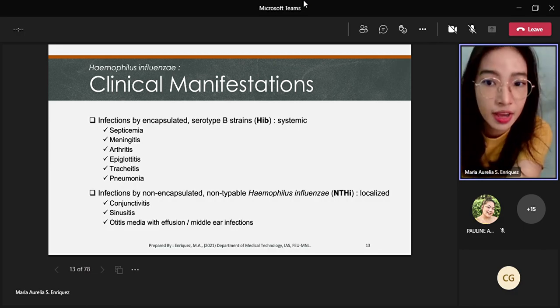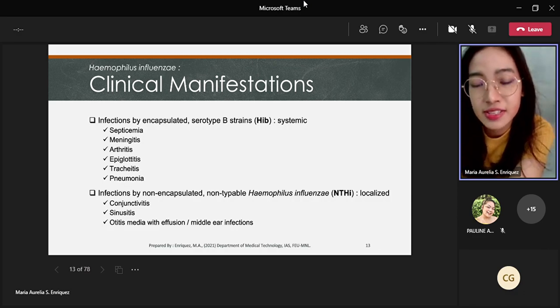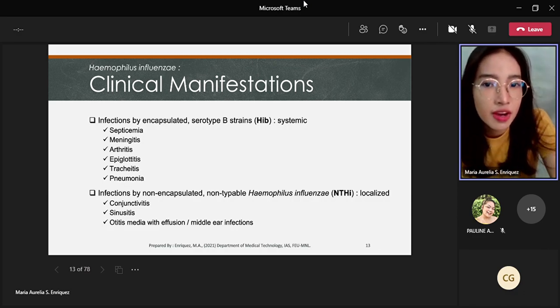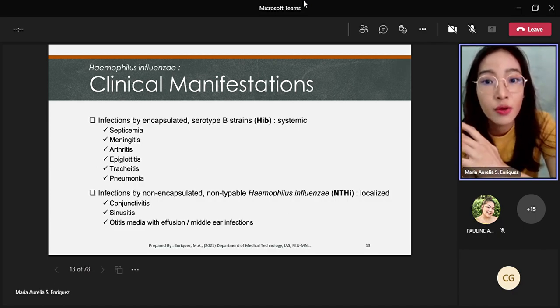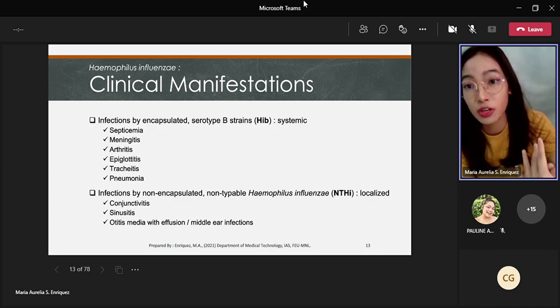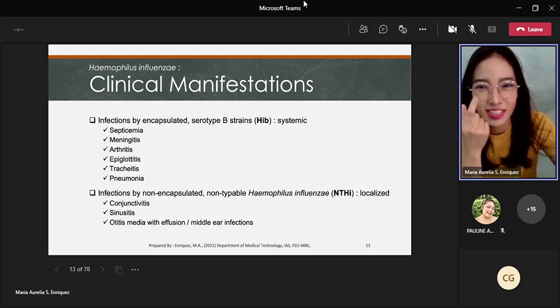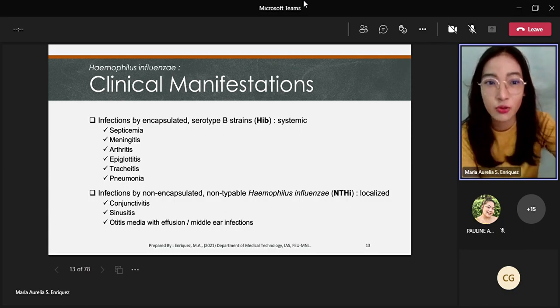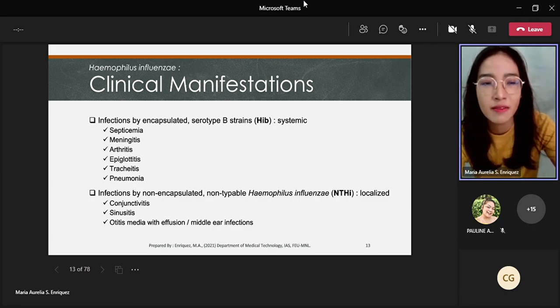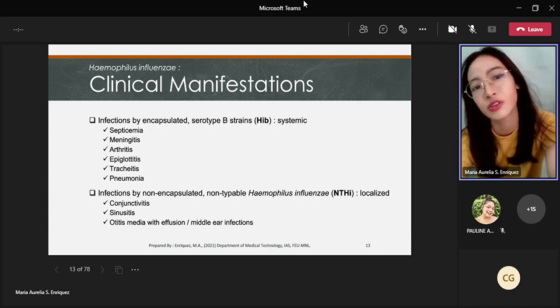All right, so here is the list of infections that may be caused by both encapsulated and non-encapsulated Haemophilus influenzae. So notice that the encapsulated strains cause generally systemic diseases such as septicemia or arthritis, while the non-encapsulated strains with adherence mechanisms will cause localized infections like conjunctivitis or otitis media. So naka-confine lang po sa isang lugar yung infections na dinudulot nila. Hindi tulad ng mga to. Septicemia, it's in the patient's blood. Meningitis reaches the brain. Arthritis could happen anywhere on your joints. So, ayan po.